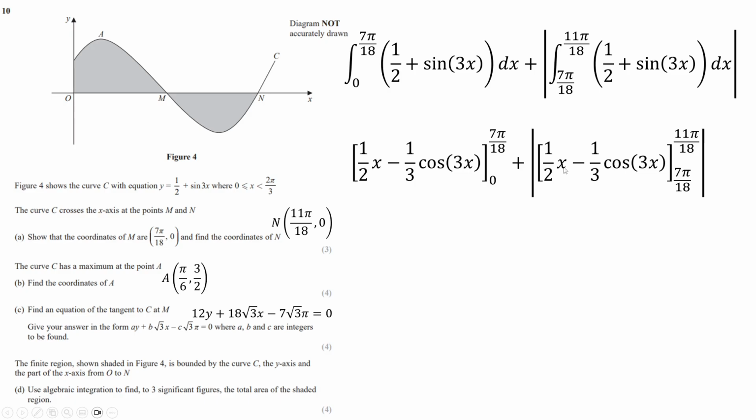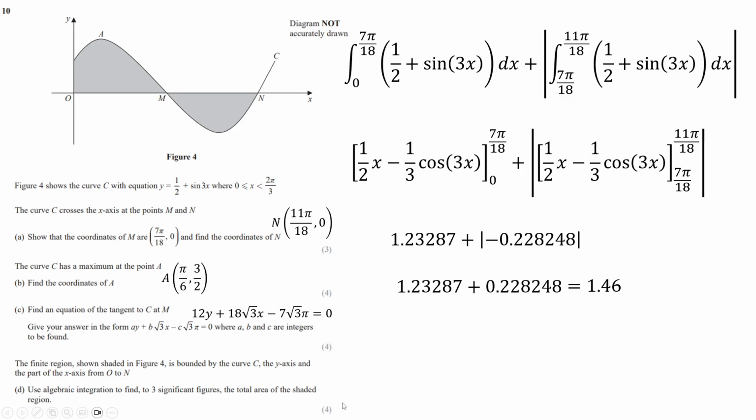It doesn't really matter. This here will be a negative, obviously still. So if you don't know how to do this, you just have all of this, right? You plug in 7 pi over 18 where there's x, and then you subtract it from the exact same thing, but where there's x, you plug in 0. And you do the same thing for this one, but just with these new limits. You get that. If you do that and just put it into a calculator, you'll get this plus the absolute value of this number here. This will be positive now, so you'll just get this plus that, which is 1.46 square units.